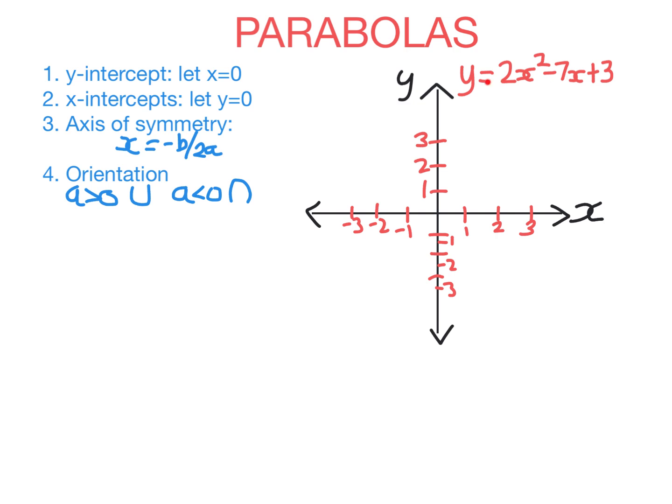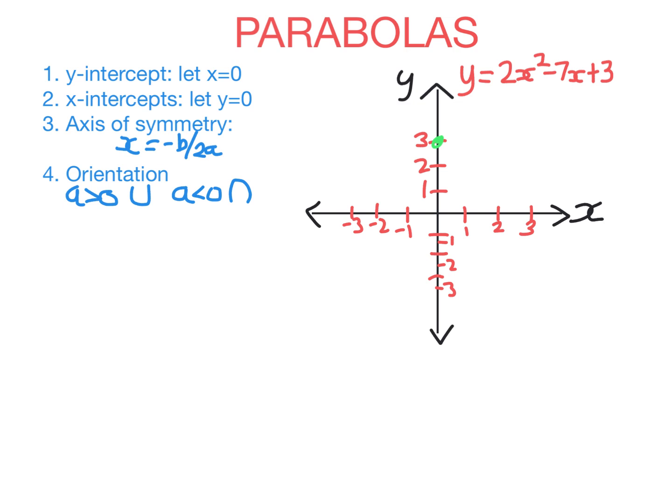This is a quadratic equation. Its graph will be a parabola. So first step is find the y-intercept. To do that, let x equals 0. Well, if x equals 0, you get 0, 3. This constant is the y-intercept, so the graph will pass through here. That's really easy. The next part requires a bit more work.